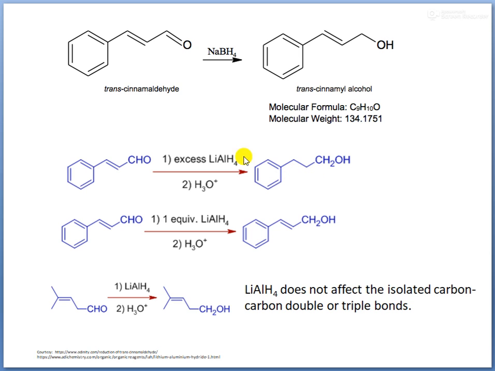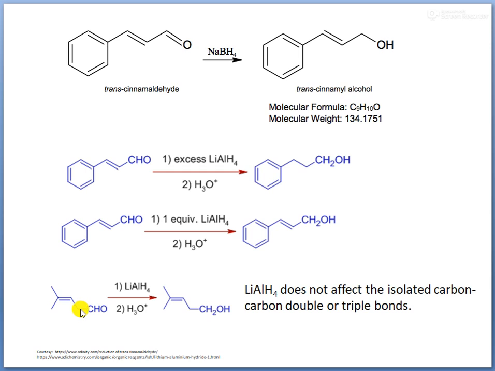In order to prevent this reduction of this double bond, we can take one equivalent of LiAlH4. So we have to reduce the amount of LiAlH4 taken for this reaction, and in this case it will only reduce the aldehyde carbonyl group, and it will not reduce the C=C double bond. This is because LiAlH4 is a stronger reducing agent than sodium borohydride. And another thing is that LiAlH4 does not affect this isolated carbon-carbon double bond.